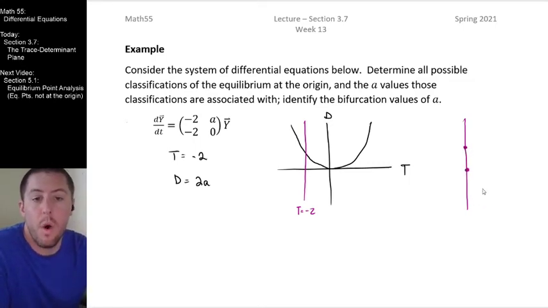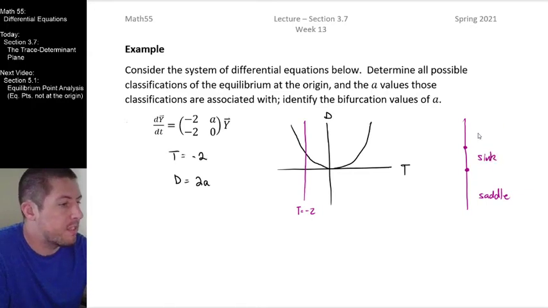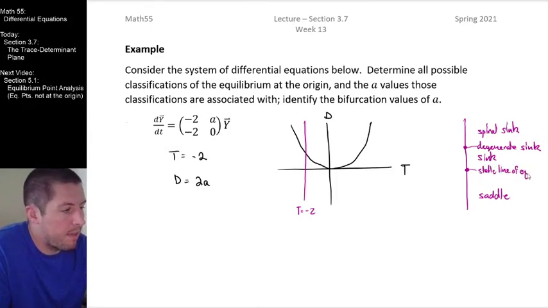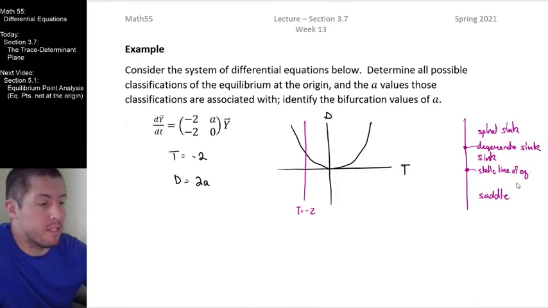I think I know what the classifications are going to be. I think I know this is a saddle. I think I know this is a sink. I think I know that this is a spiral sink. I know that this is a degenerate sink. Degenerate sink, it's trying to sink like a spiral, but it can't quite. And I know that this one right here is going to be a stable line of equilibria. That's where we get a whole line of equilibria because we have a lambda being equal to 0 in that case right there.